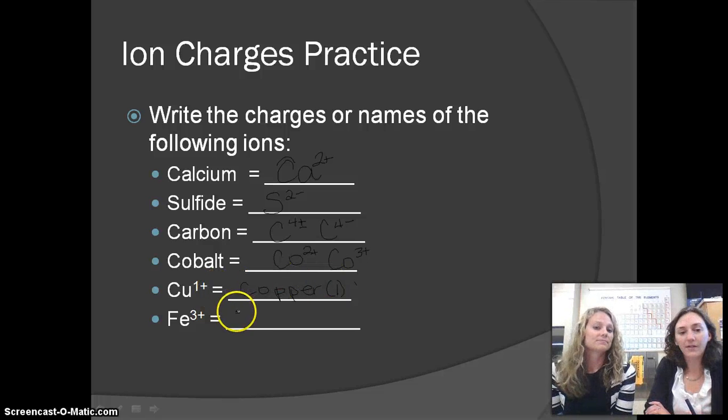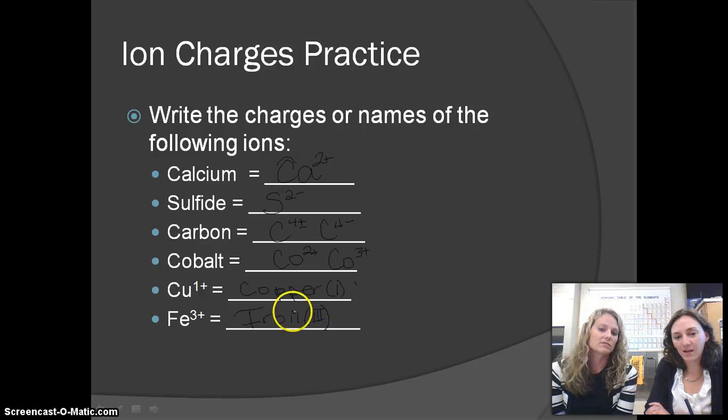Iron. Fe is iron, in case you didn't know. I hope you know by now. Okay. Roman numeral 3. 1, 2, 3. I know, it looks like 2.